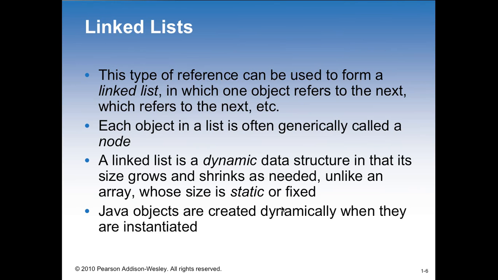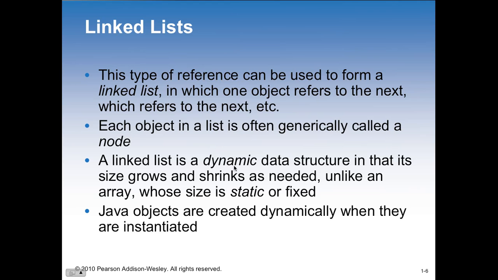And so the linked list, this type is a reference that can be used to form what's called a linked list. And again, it's another list, but there's no index. It's a linked structure, in which one object refers to the next, which refers to the next, which refers to the next, and creates the common linked list structure we see in C or C++. Each object in a list is often generically called a node. That's where that node vocabulary came from, which I just talked about a few seconds ago.